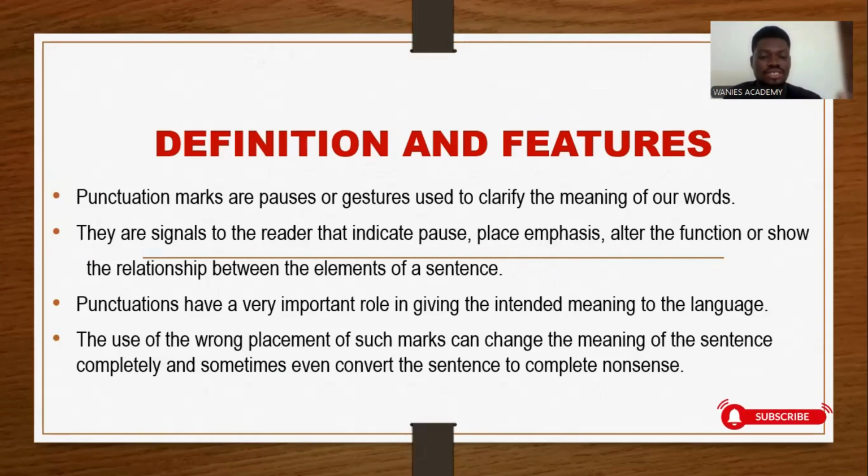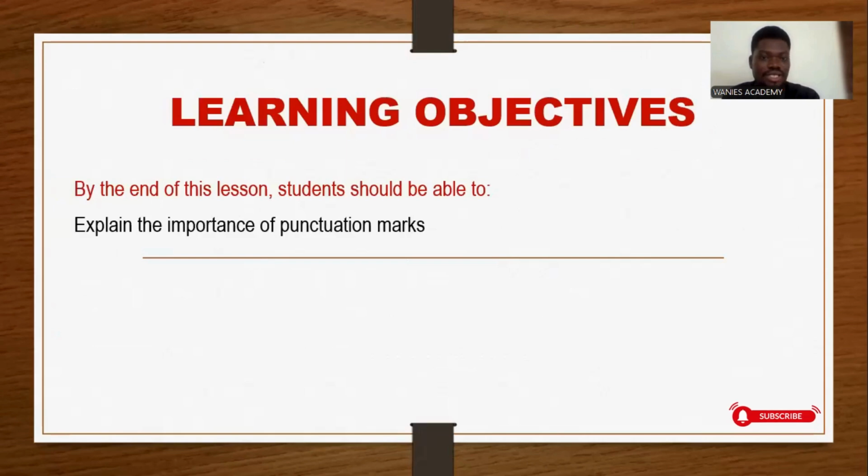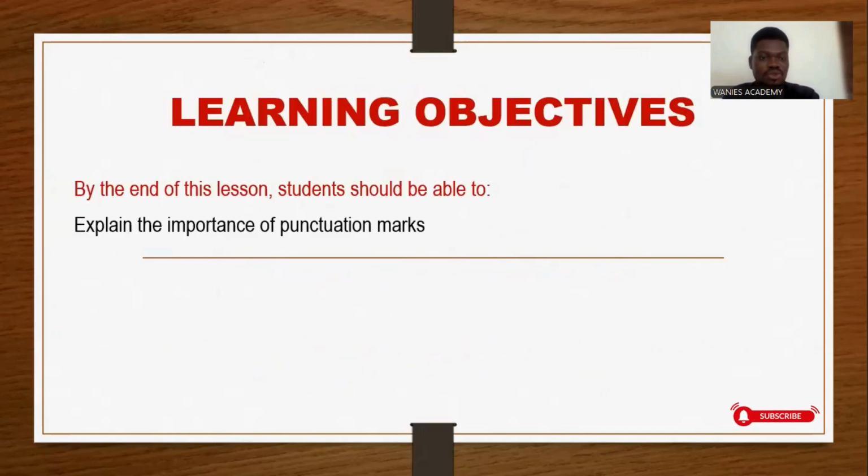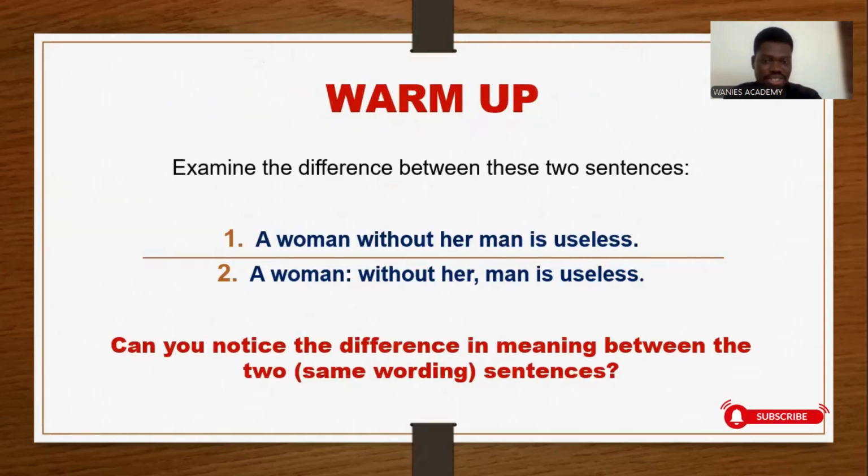Now, in subsequent classes, we are going to pay particular attention to the individual punctuation marks, like the comma, the colon, the semicolon, the use of dashes, and all of that. And we'll be looking at the creative and the technical uses of all of these punctuation marks. Today's, like I said, is an introduction. And from what we have done so far, I believe that we've been able to identify the importance of punctuation marks, at least from these two sentences here.